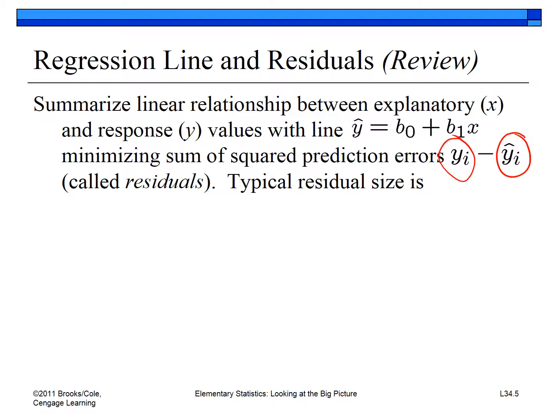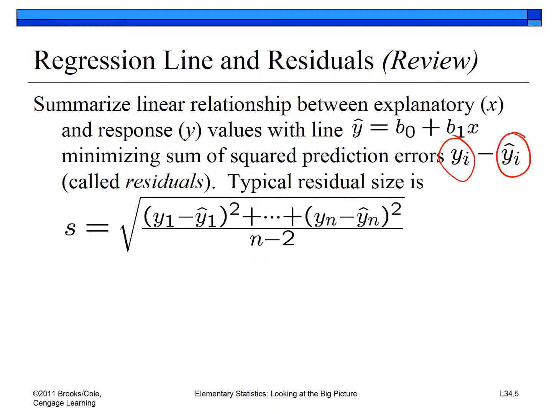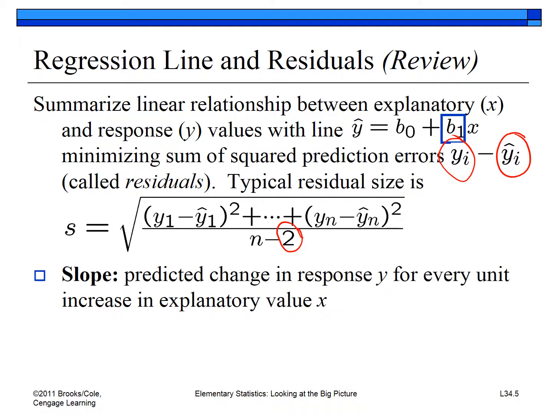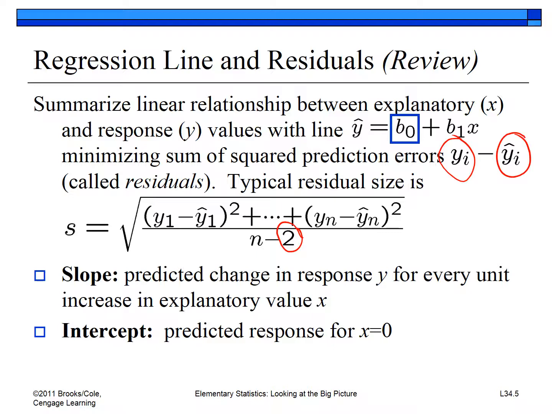We can find the typical residual size, it's called s, and it's computed this way. That looks a lot like the formula for the standard deviation, and it is, the difference being this 2 in the denominator. Notice there are no x's in here at all, just y's. The slope, that b1, we can interpret as the change in y for every change in x of 1 unit. The intercept is what we would predict when x is equal to 0. Sometimes that'll make sense and sometimes it won't in context.